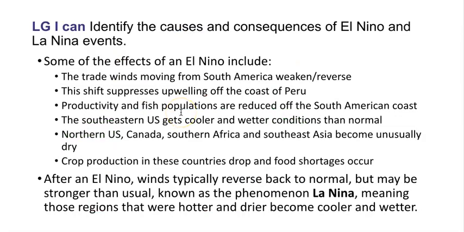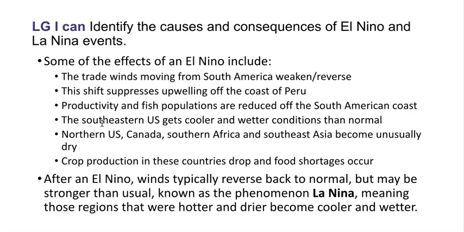Okay, so there's a few things that happen. The trade winds weaken, sometimes they reverse. The shift suppresses upwelling off the coast of Peru, and California, where I live, as well. Productivity and fish populations are reduced along the South American coasts, so it's really bad for fishermen who rely on those fish to survive.